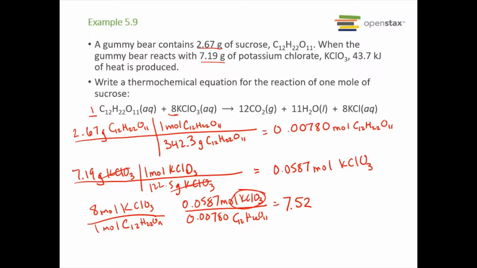If you don't understand that, that's perfectly fine. Just pick one of the products, figure out how much product each one can make, and then the one that makes the least is your limiter, and you're good there. Okay? So 7.52 is less than 8, which means KClO3 is my limiting reactant.